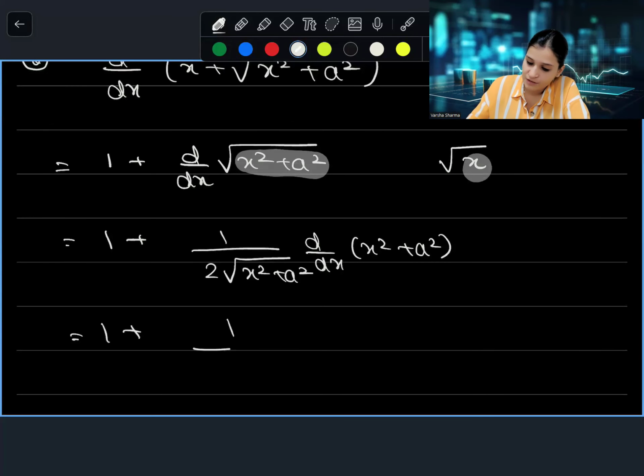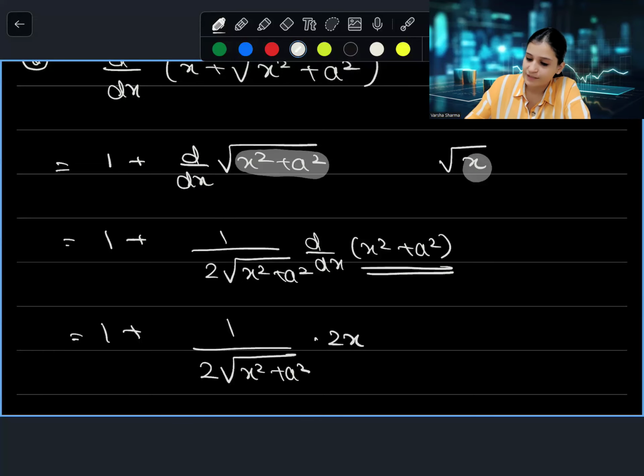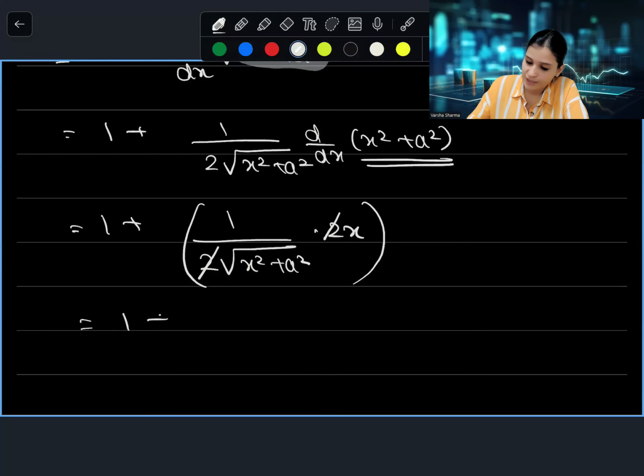So 1 plus 1 upon 2 root over x square plus a square. Differentiation of this term is 2x. It's not getting multiplied with 1. So 2 gets cancelled. Answer is 1 plus x upon under root x square plus a square.